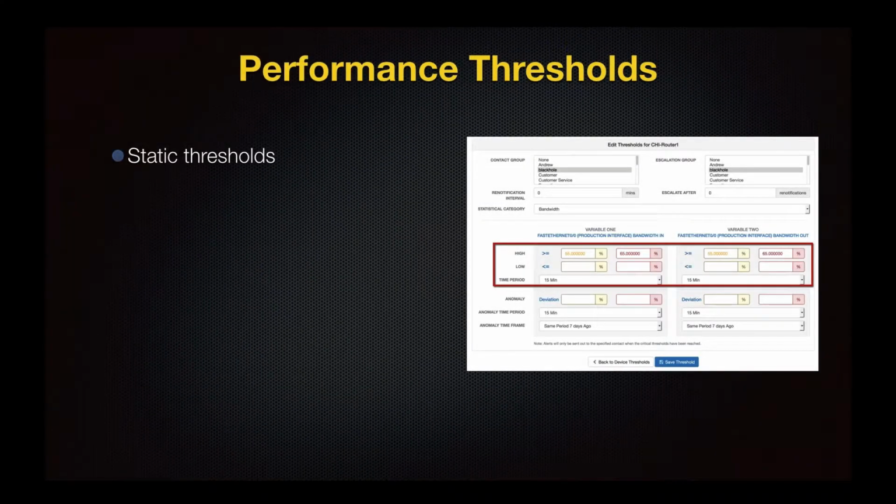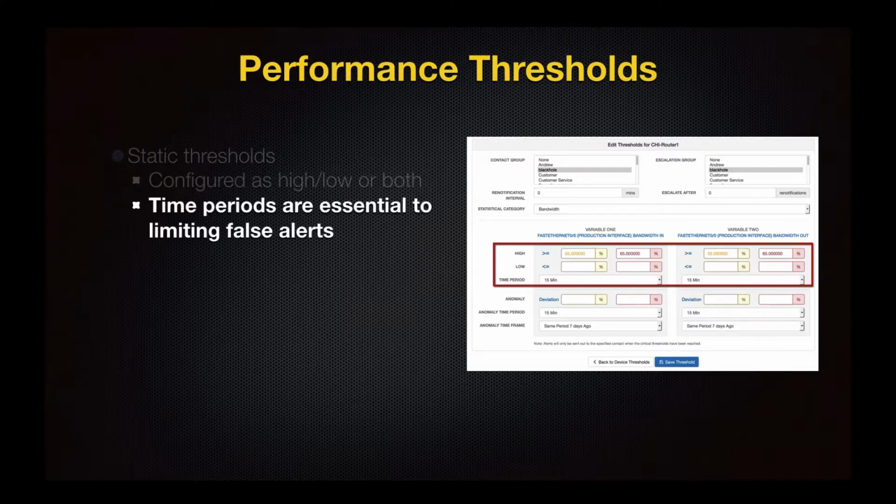These are alarmed via performance thresholds, and those fall into two categories: static thresholds as well as dynamic thresholds. A static threshold is either a high or a low watermark, and when it gets exceeded, it's going to flip an alarm in the user interface. That's different from a service alert, which I'll show you in a little while.